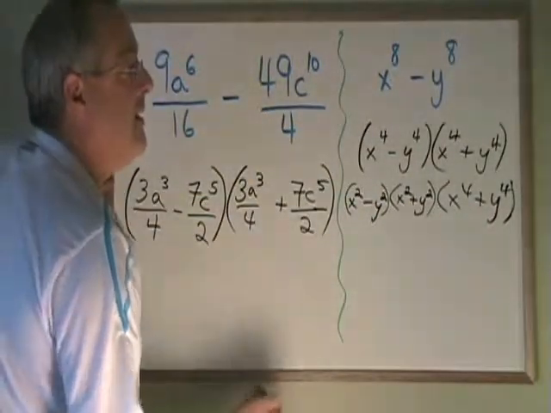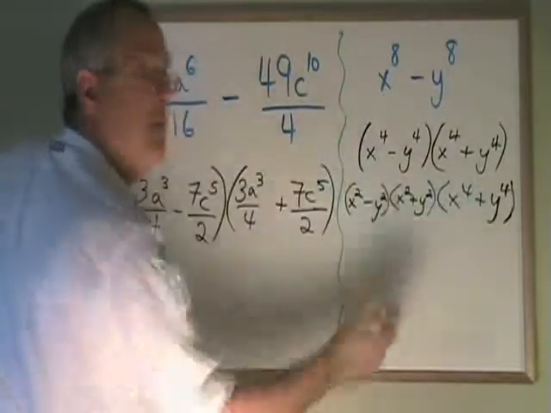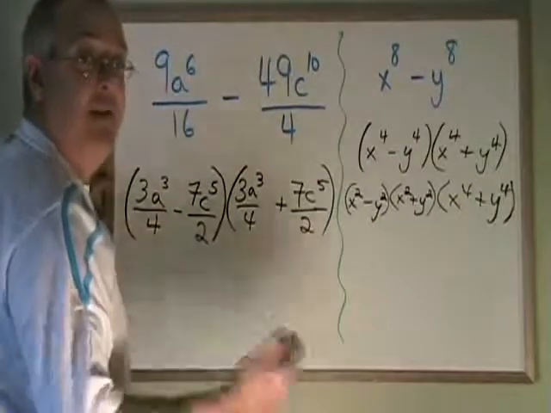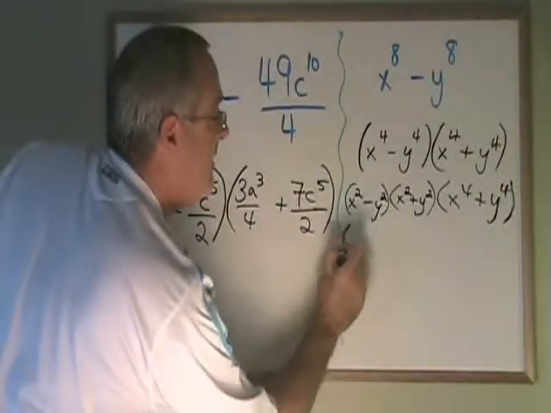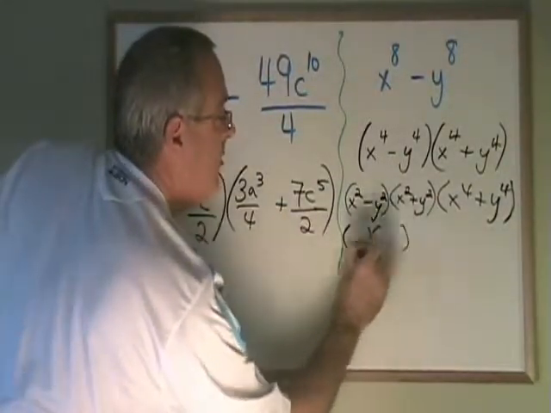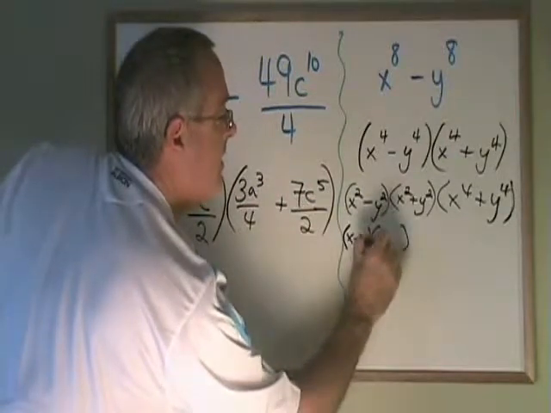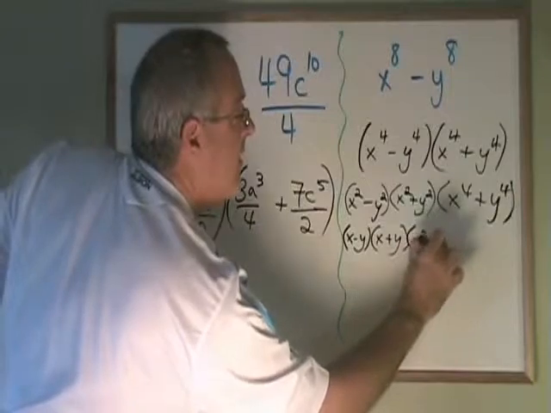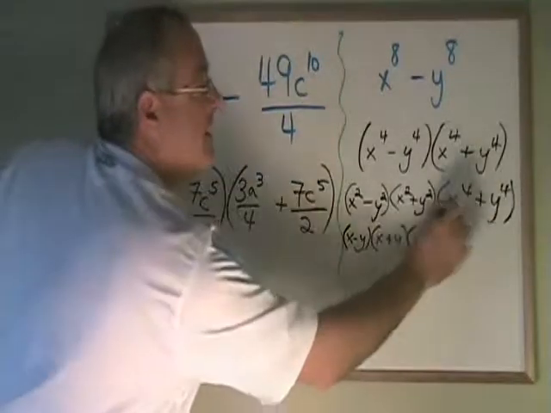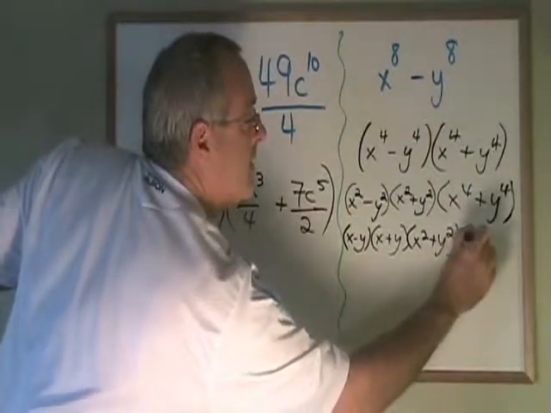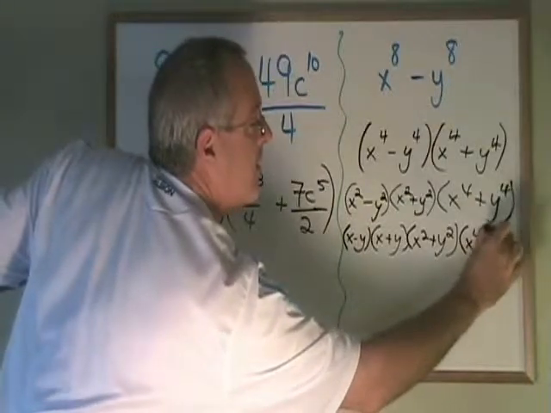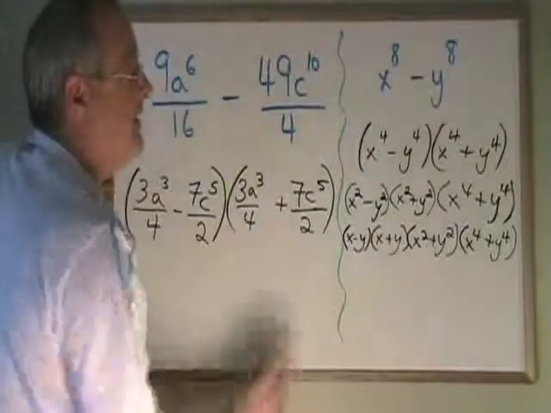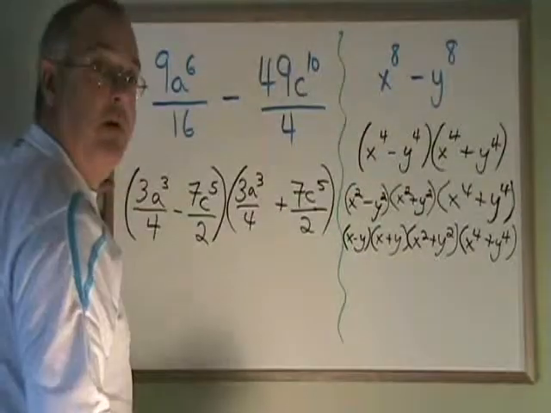We're still not finished. We have a sum of squares, both of those are non-factorable, but here we have x squared minus y squared, that's a difference of squares. Its factors will be x minus y, x plus y, and the x squared plus y squared is carried down. The x to the 4 plus y to the 4 is also carried down. It took 3 steps before we were finished factoring this expression, and we used difference of squares on all 3 steps.